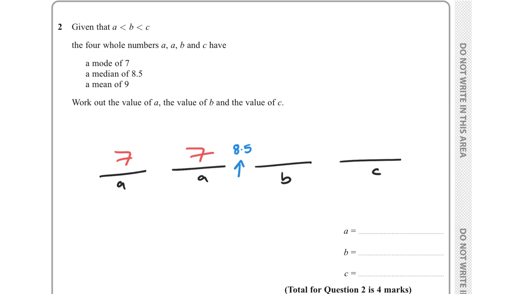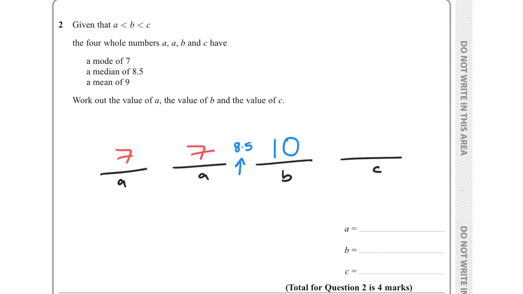What does that then tell me? How did I get from 7 to 8.5? I added 1.5. So how would I get from 8.5 to B? I add 1.5, which is going to give me 10. So I now have worked out the next value because I know between 7 and 10 is 8.5. Okay, so I'm going through the steps logically.